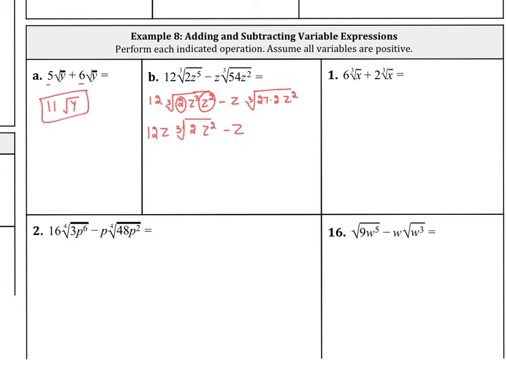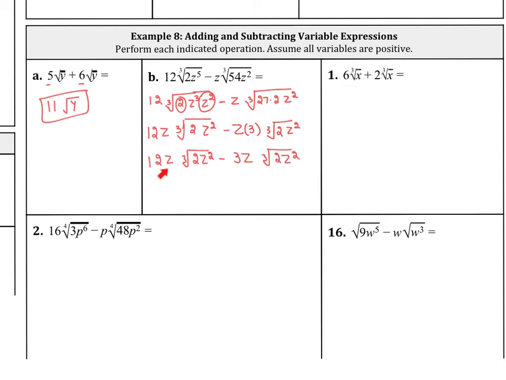So in the next one you have the cube root of 27. The cube root of 27 is 3. So the 3 comes out, and inside you're left with 2z squared. So ultimately what you got here is 12z cube root of 2z squared minus 3z cube root of 2z squared.